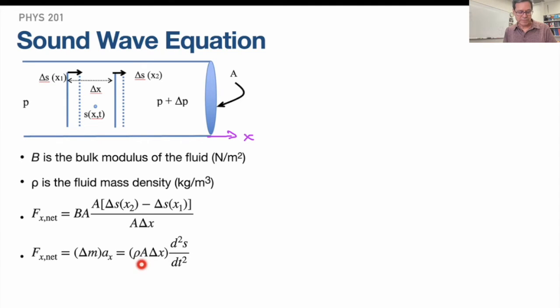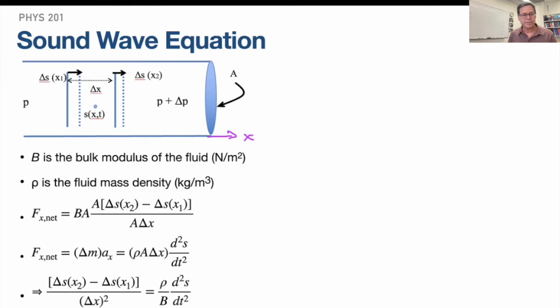So the mass density rho times A times delta X. That's the mass density of that element of fluid. And then the second time derivative, d squared s dt squared: two derivatives in time of the position of that volume element, which is at position S. Those are the two things we're going to set equal to each other for Newton's second law.